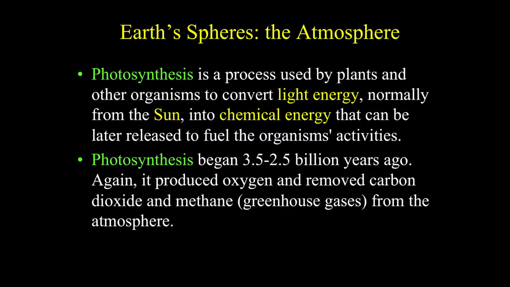By the way, photosynthesis is a process used by plants and other organisms to convert light energy, normally from the sun, into chemical energy that can later release to fuel the organism's activities. Photosynthesis began 3.5 to 2.5 billion years ago. Again, it produced oxygen and removed carbon dioxide and methane, also called greenhouse gases, from the atmosphere.